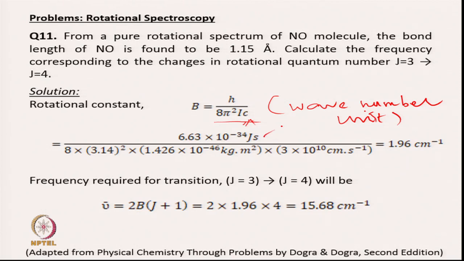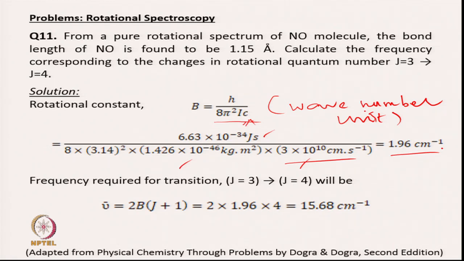This is your value of h, this is the I we calculated, and this is the velocity of light in centimeter per second, so our B will be in centimeter inverse unit. If we take c in meter per second, then we will get the answer in meter inverse unit. The answer is 1.96 centimeter inverse.